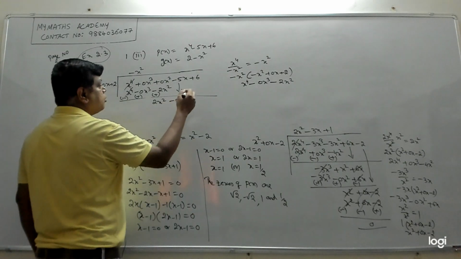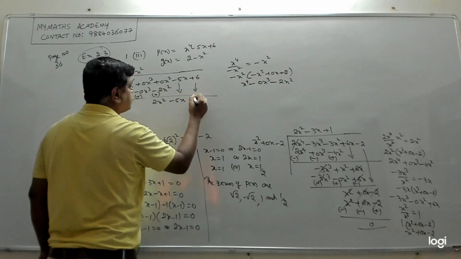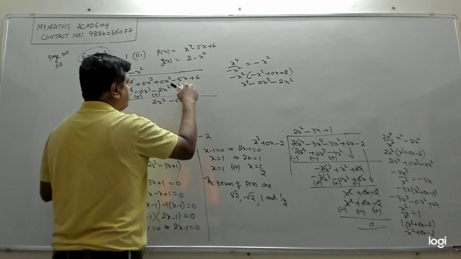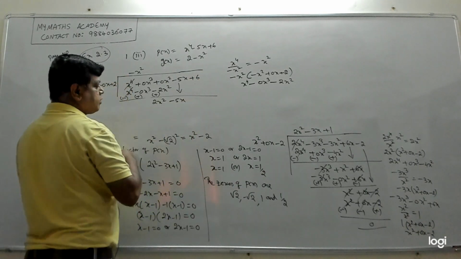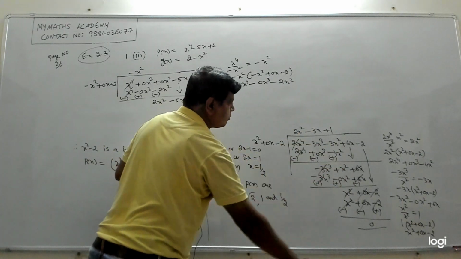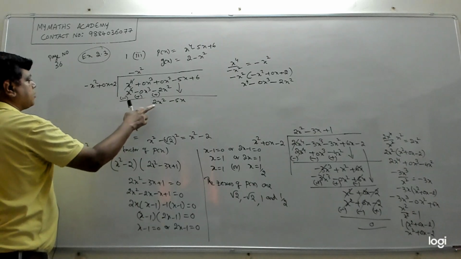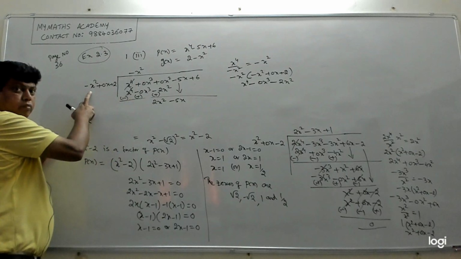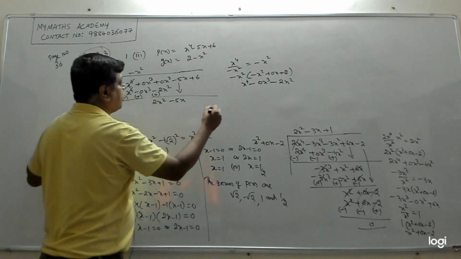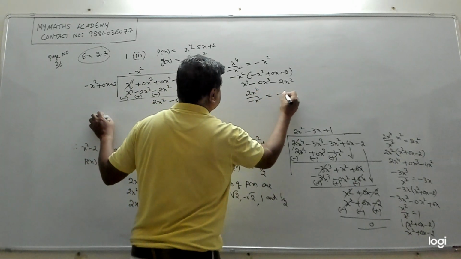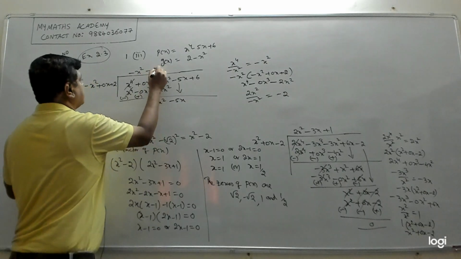So you can bring in this 6 also. Even if you forget to bring the 6, I'll tell you what happens. Suppose you bring only 5x, because we always bring down only one value. So we'll bring down 5x. Then let's try to do normal division. 2x square by minus x square will give you minus 2. So we put minus 2 here.